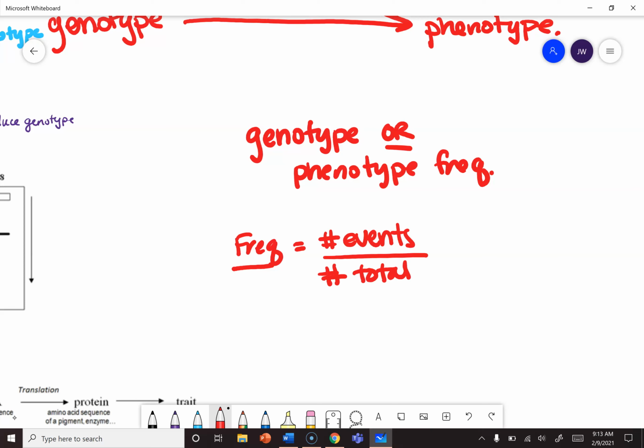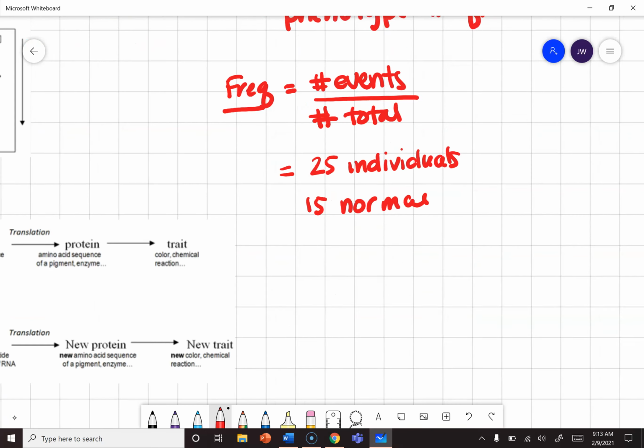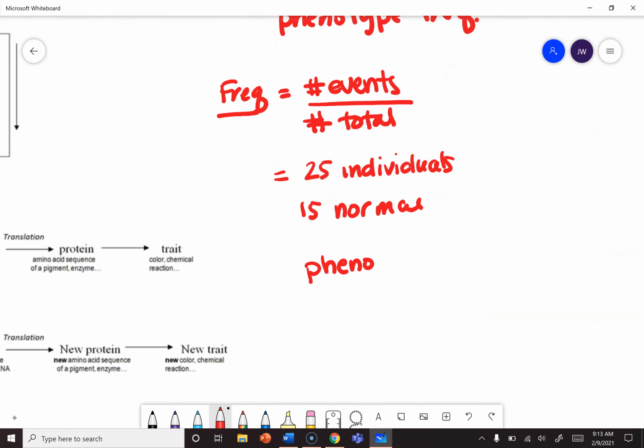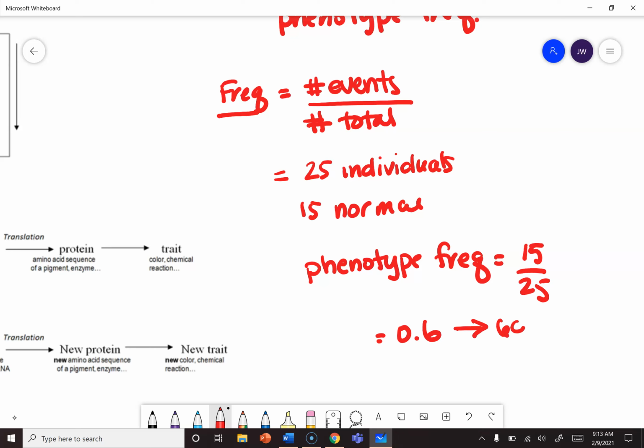So let's say we have 25 individuals and 15 are normal. So the phenotype frequency would be 15 out of 25. So 15 divided by 25 is 0.6. That tells us that 60% of individuals are normal.